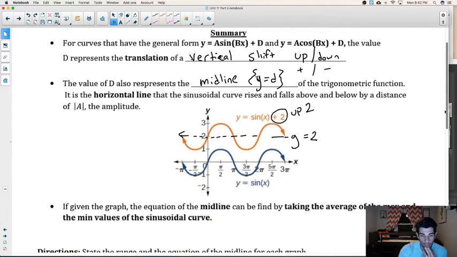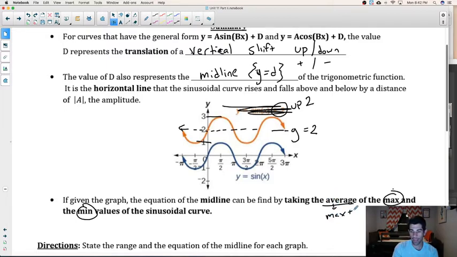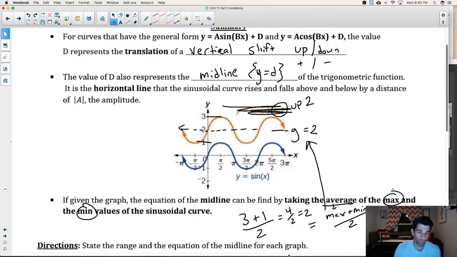So if given the graph, the equation of the midline can be found by taking the average of the max and the min. So let's pretend for a second you don't have an equation. You look for the highest point, that's called the max, and you look for the lowest point, that's called the min, and you find the average. To find the average, you add them up and divide by 2. In this particular case, the max was 3, the min was 1, so 3 plus 1 is 4, and 4 over 2 is 2, showing y equals 2. All right, so good so far.